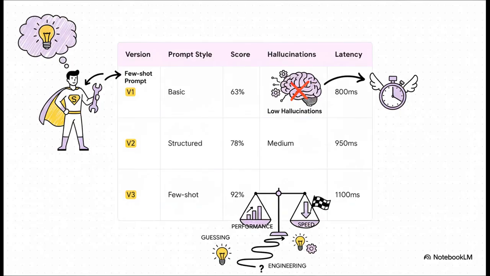And this is the aha moment. This is where it all clicks. A dashboard like this gives you superpowers. You can see at a glance that version 3 with that few-shot prompt has the best score and the fewest hallucinations. But, and this is important, it's also the slowest. Suddenly, you can make a real, data-driven decision, balancing performance against speed. This is where you stop guessing and start engineering.